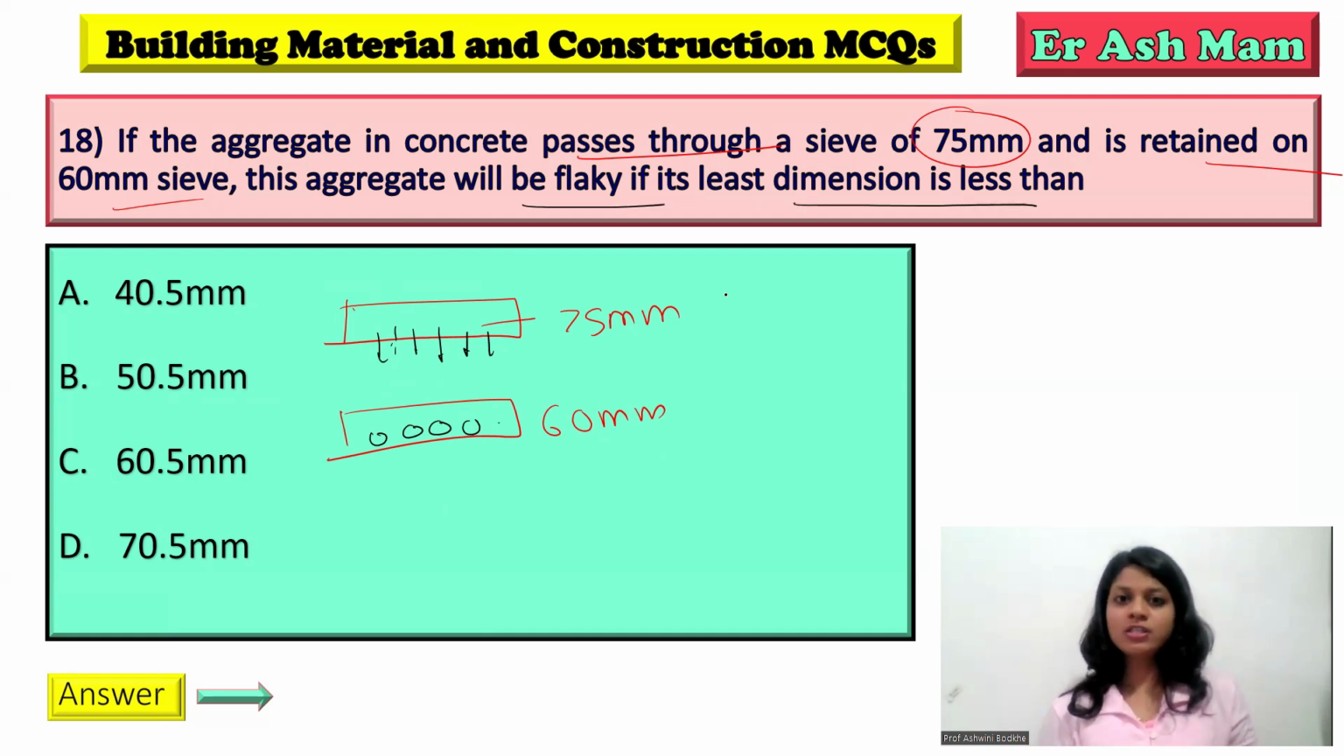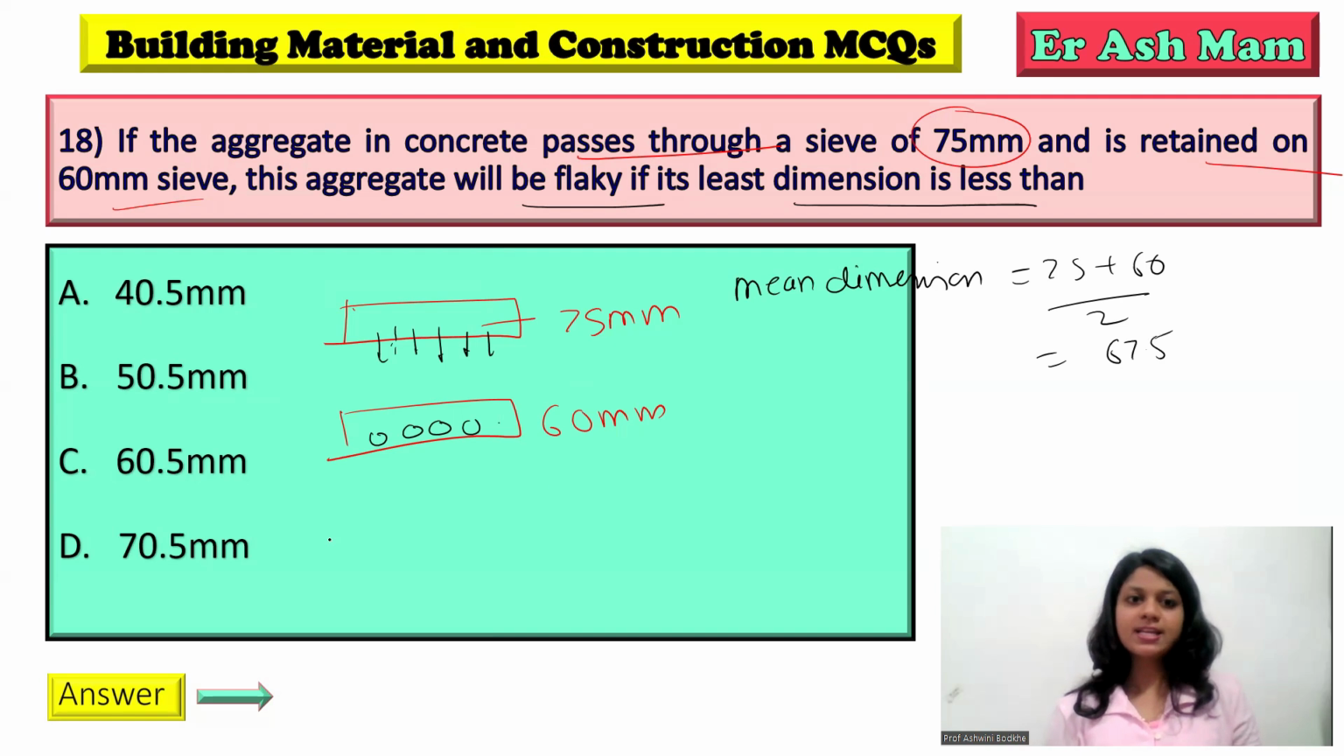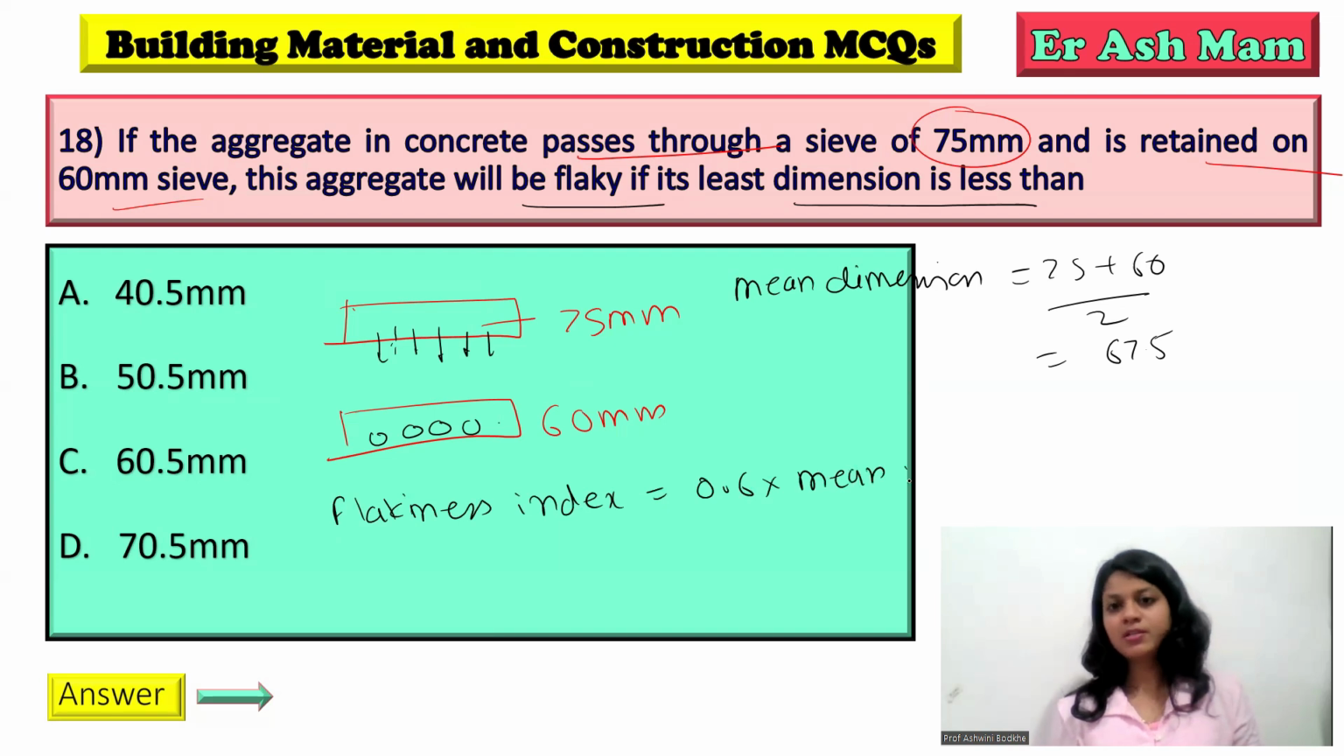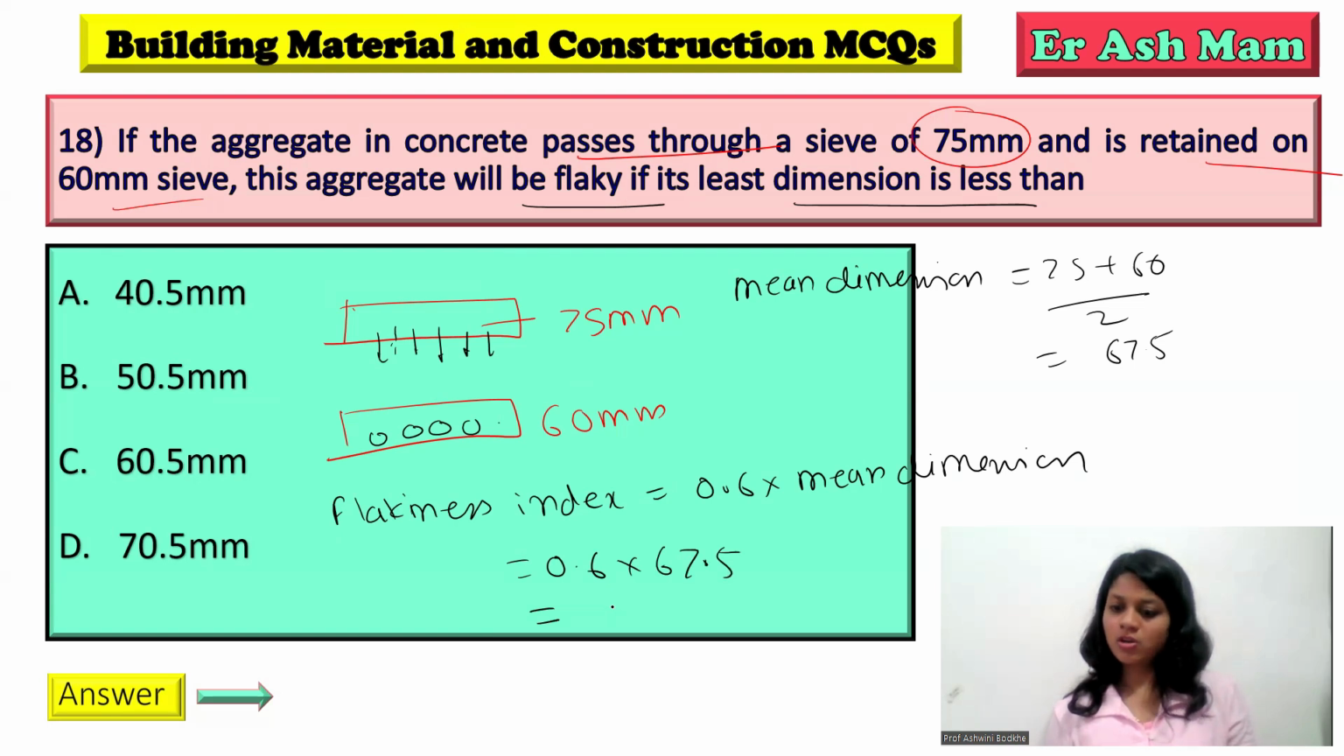This is the question. First, the mean dimension equals 75 plus 60 divided by 2, which will be equal to 67.5. Flakiness index equals 0.6 times the mean dimension. So 0.6 into mean dimension, 67.5. Therefore, flakiness index will be 40.5.